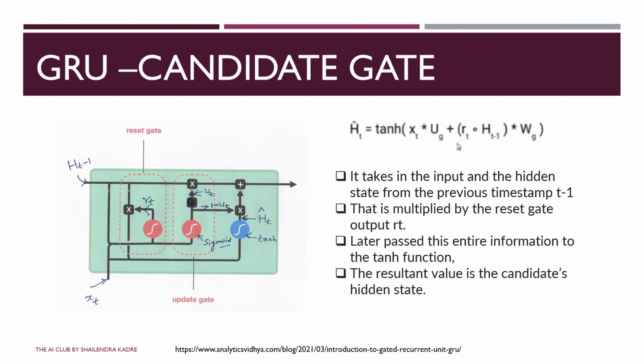Okay. So there isn't a separate output for the reset gate that is going to the output. With the reset gate output, we are doing an element-wise multiplication with HT minus 1. I understand that. And that combined with XT is going to the tanh function. So this value of HT cap will be between minus 1 and 1 because of tanh. Okay, it is acting as a modulator.